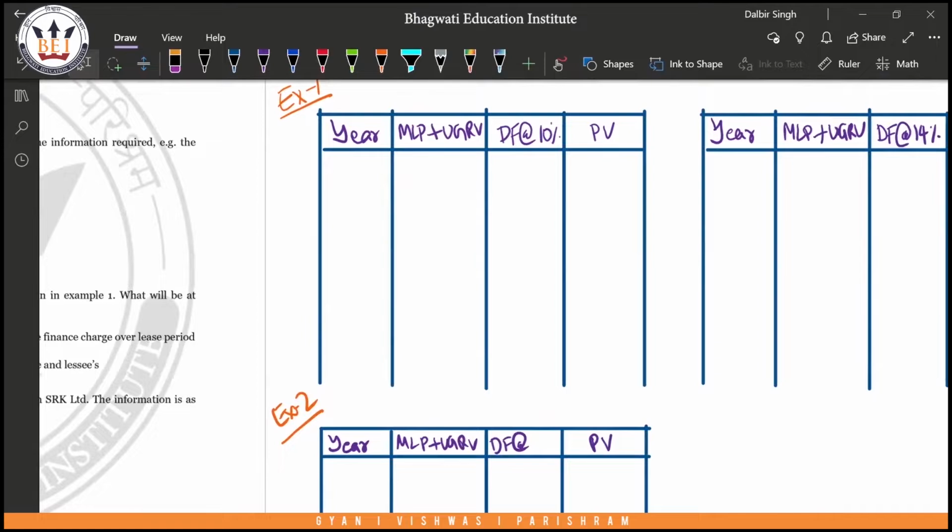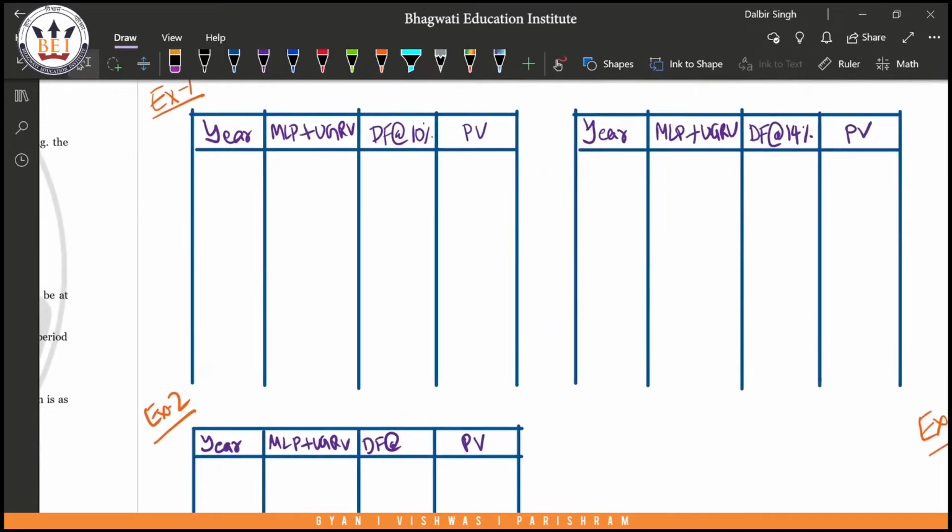Now let's first make a table. How many periods? 5 years is the lease period, so we'll make it for 5 years: 1, 2. This column is for lease payments, and this is for guaranteed residual value and unguaranteed residual value. Now why do we do this? Minimum lease payments plus unguaranteed residual value. This is nothing but from the lessor's perspective.